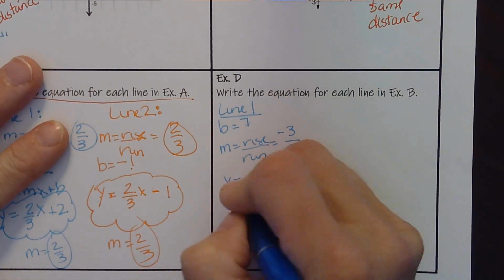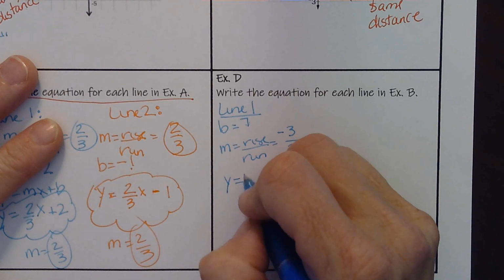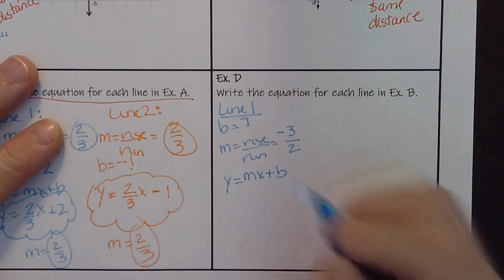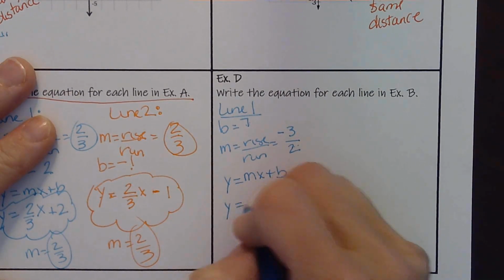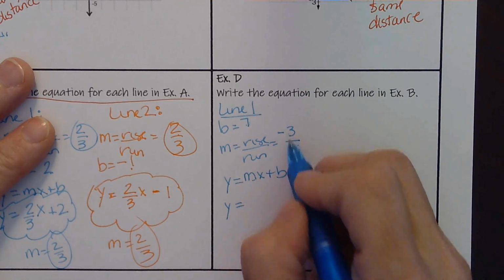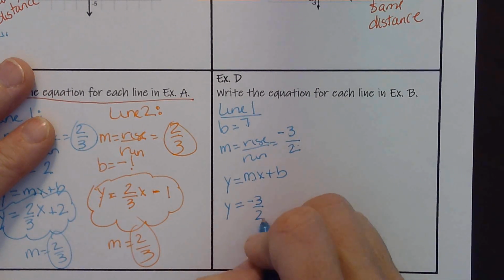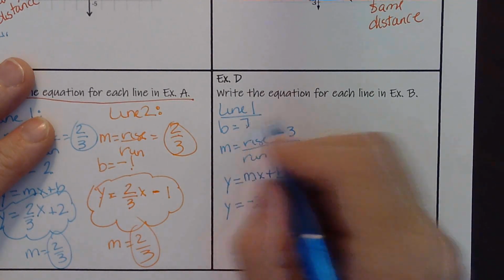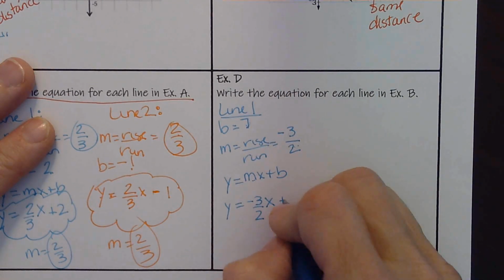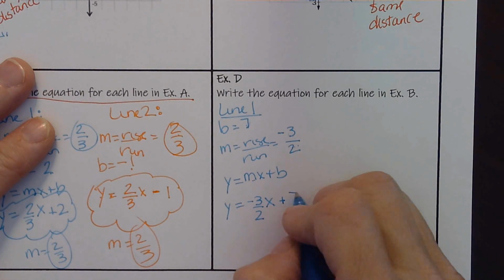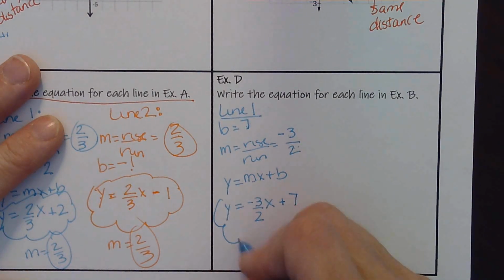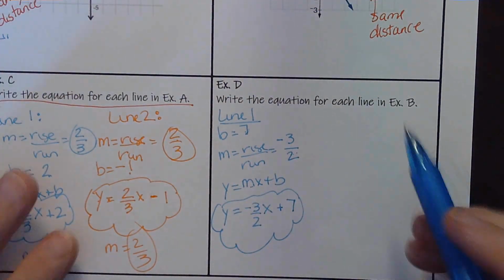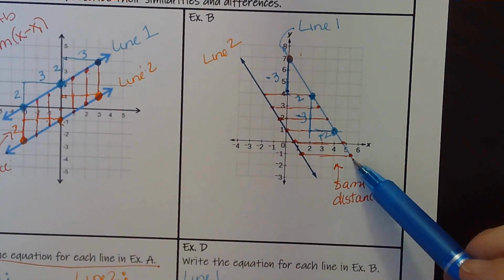And I can use slope-intercept form. y equals mx plus b. So y equals, my slope is -3/2, so it's -3/2 x, my y-intercept is 7. So -3/2 x plus 7. There's the equation for this line right here.